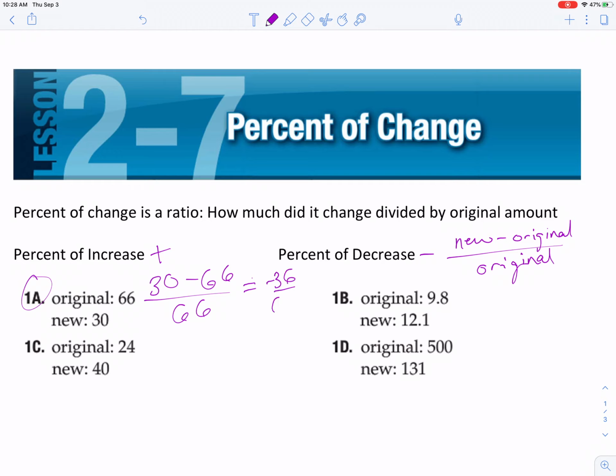And negative 36 divided by 66 is going to give me negative 0.54. That's just a decimal. To get it to be a percent, I'm going to multiply by 100. So you might add that to your formula over here, times 100. Or just move your decimal point over 2 places. And it's going to be a negative 54%, which makes sense. A negative percent would mean it's a percent of decrease. That makes sense because I had 66 and I went down to 30, so I decreased the amount that I have.